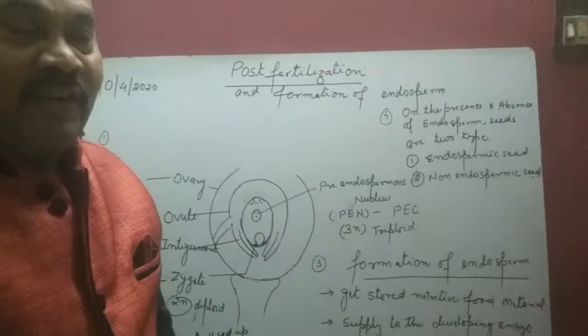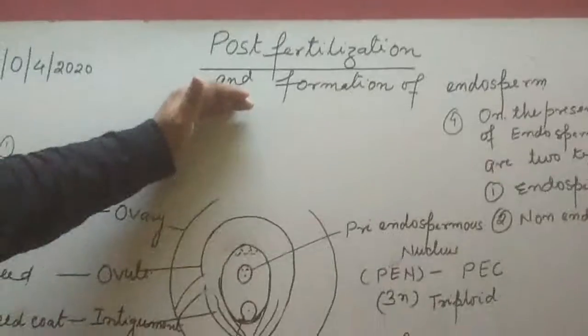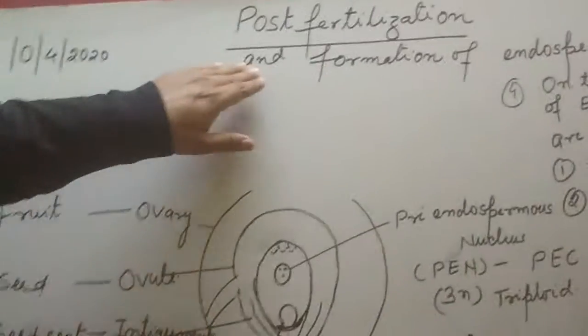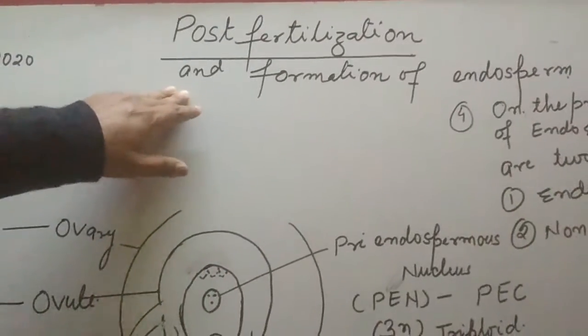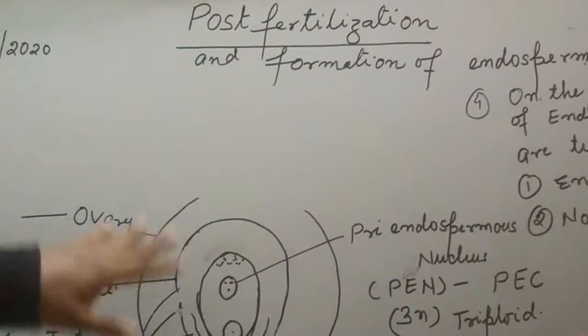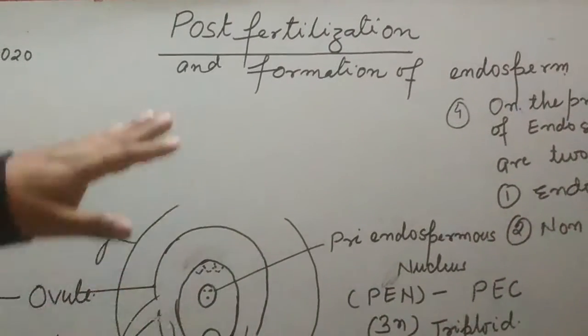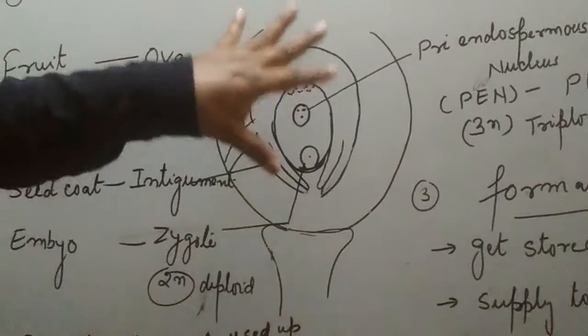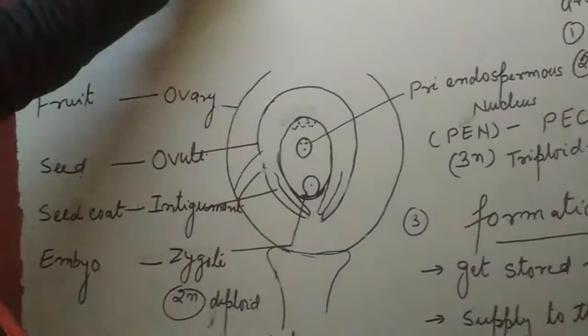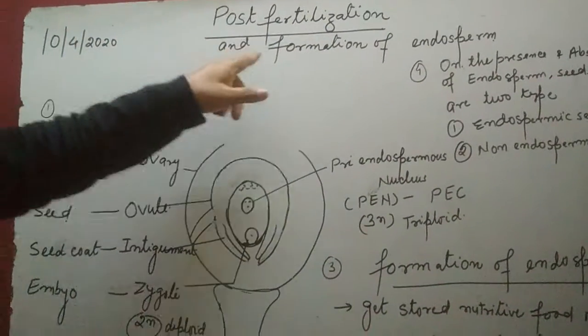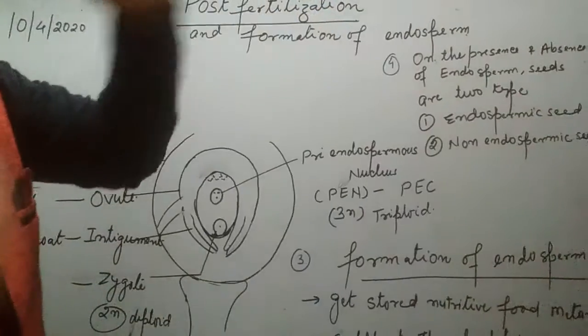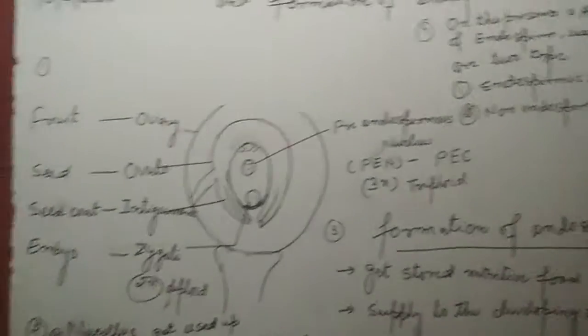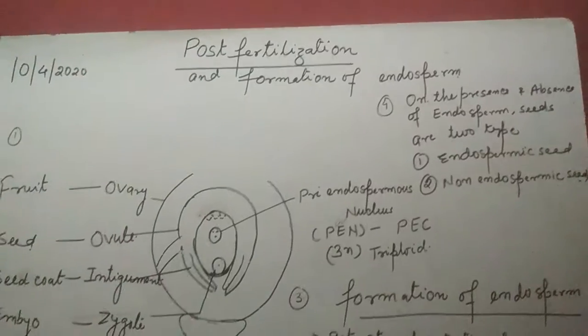Hello student. Today I will discuss post-fertilization. Post-fertilization events occur after fertilization. After fertilization, there are some important changes inside the ovary, inside the ovule, inside the integument. Many changes occur inside the ovary, and that is called post-fertilization. The next topic is the formation of endosperm. So I will discuss post-fertilization.